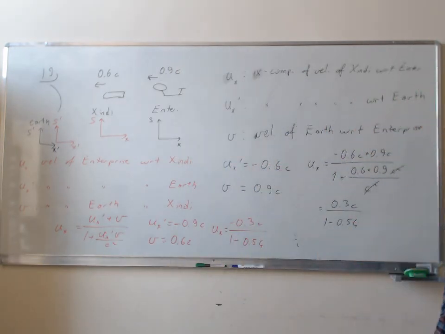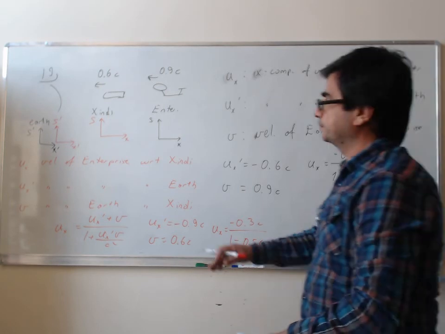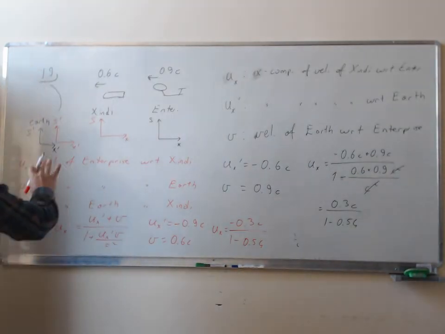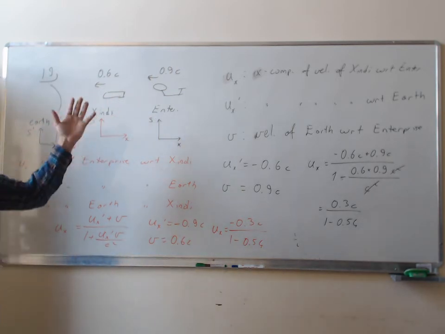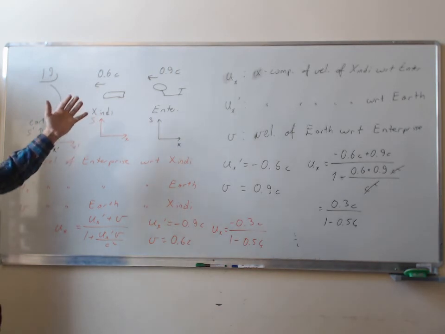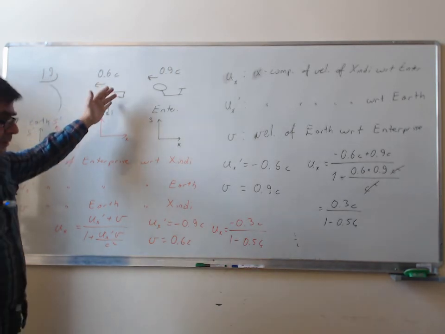Now, the trick here is in setting these up, right? And the way I set this up was that I thought about, so what are they asking? They're asking about relative velocity. So this relative velocity can be expressed as the velocity of one of the objects with respect to the other.